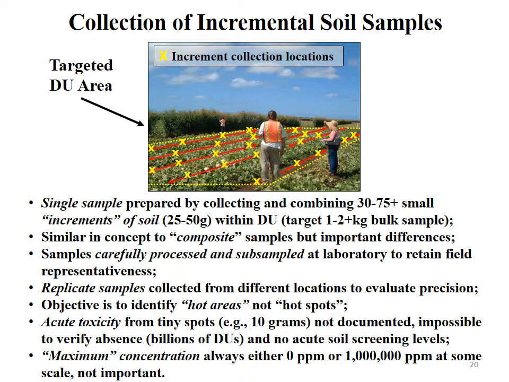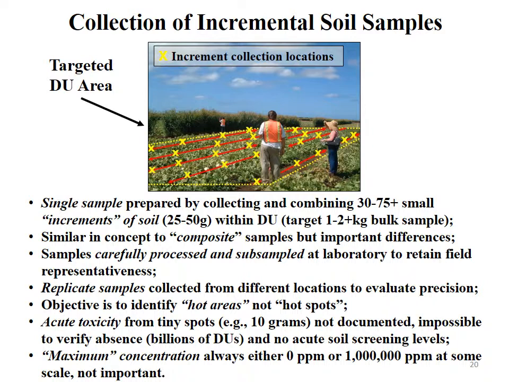This is similar in concept to composite samples, but there are some very important differences we're going to talk about later on when we discuss issues with TSCA. A big issue here is the samples are carefully processed and subsampled at the laboratory after they're collected to retain the field representativeness. You're not just going to open up the bag or the jar and test a random spoonful of soil from the sample.